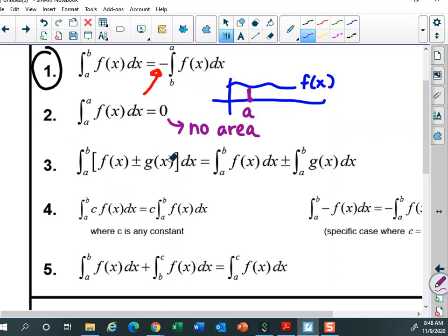Third one, pretty intuitive, is that if you have the integral from a to b of the sum or difference of two functions, you can split it up and do it separately. You can go from a to b under f and from a to b under g.